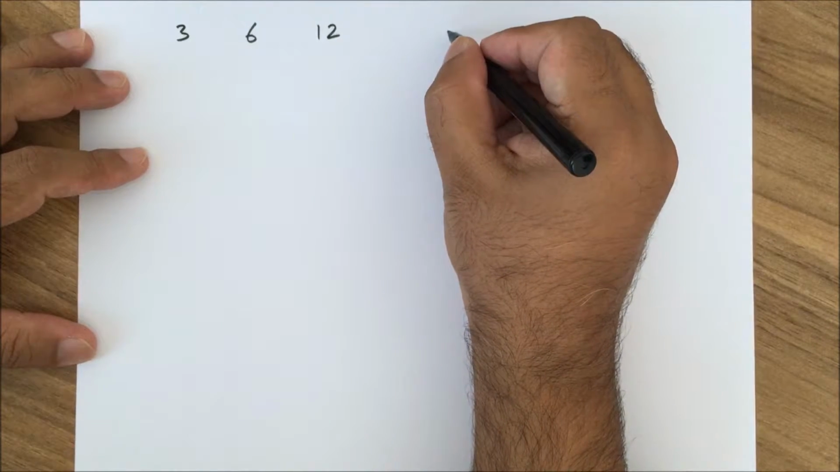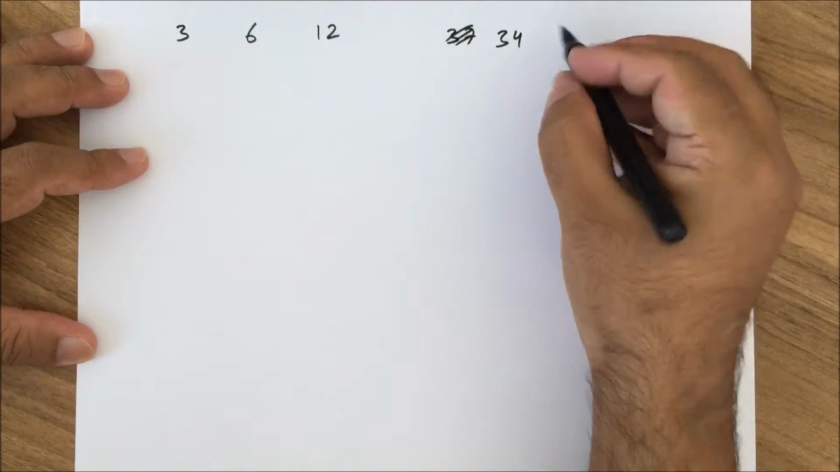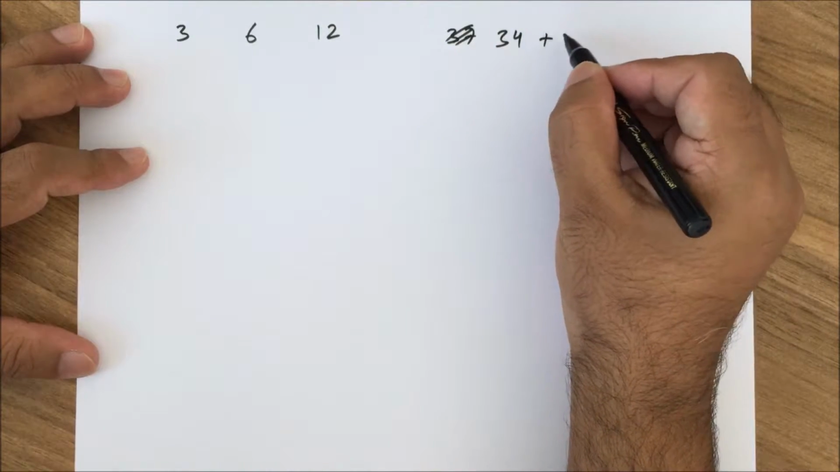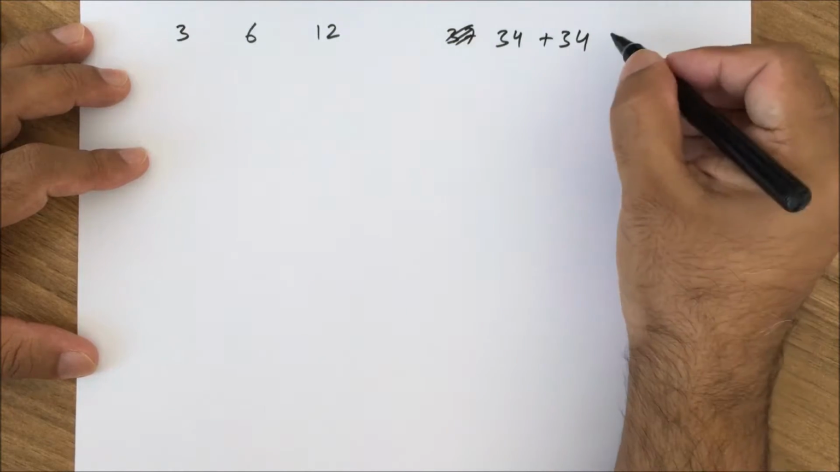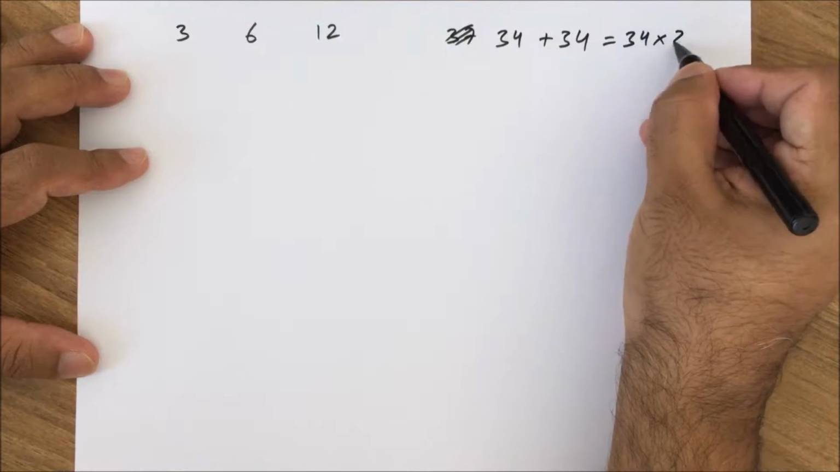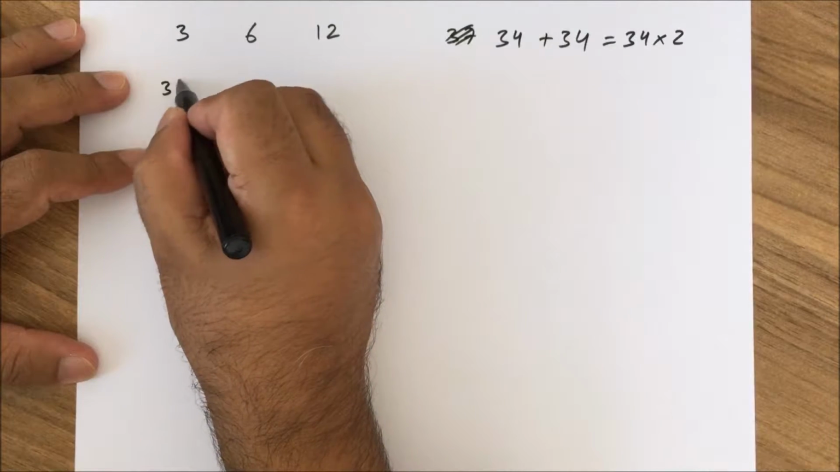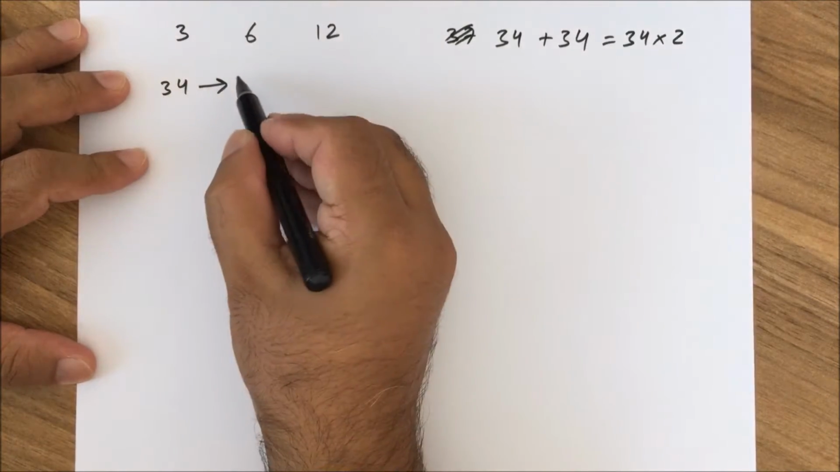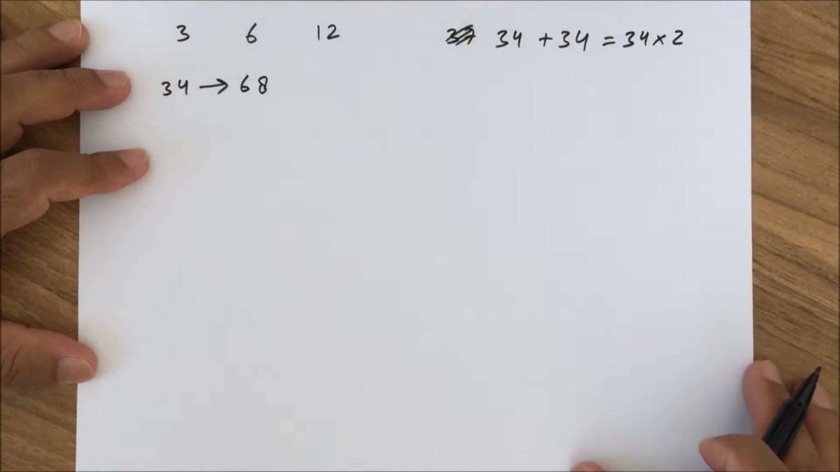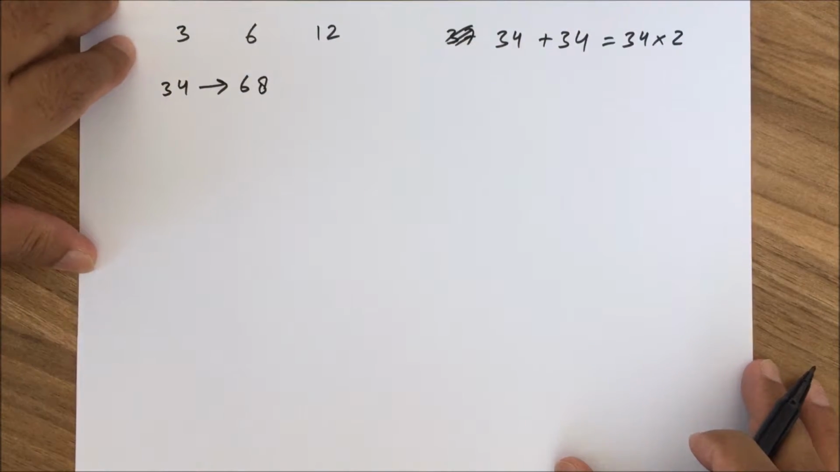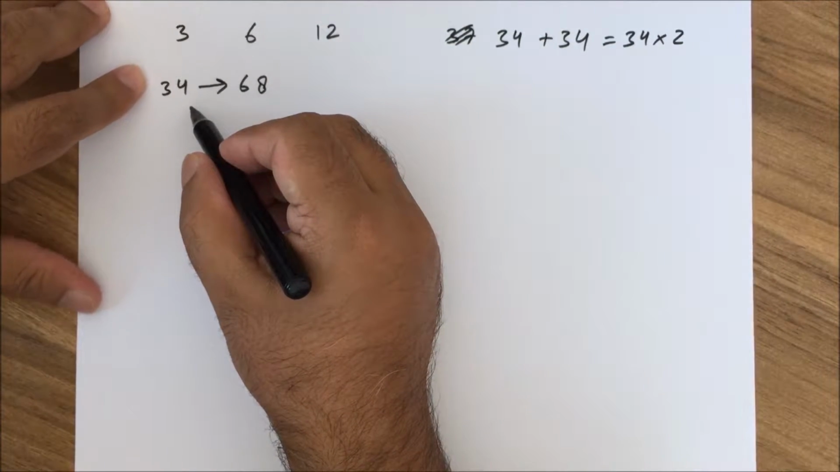So let's say we are doubling 34. Doubling 34 means 34 plus 34. So it's the same as 34 times 2. So if you double 3, it becomes 6. And if you double 4, it becomes 8. So 68 is double of 34.